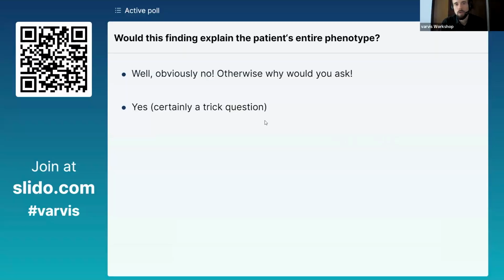And now we come to my first question. Would this finding explain the patient's entire phenotype? Well, obviously no, otherwise why would you ask? Or yes, certainly it's a trick question.